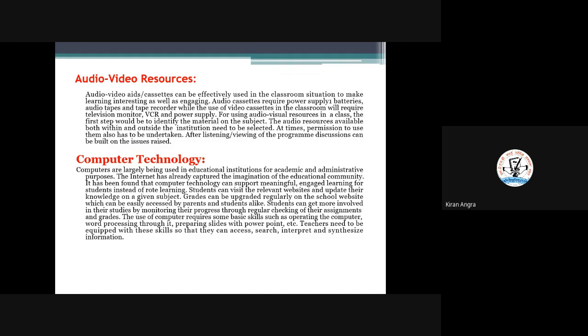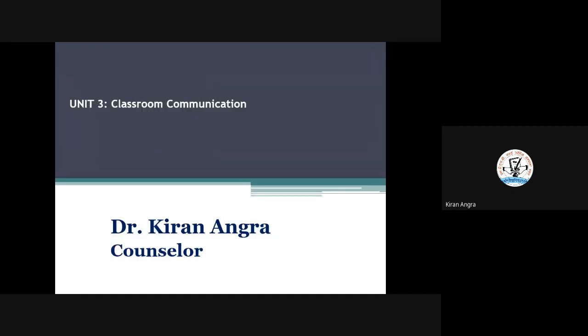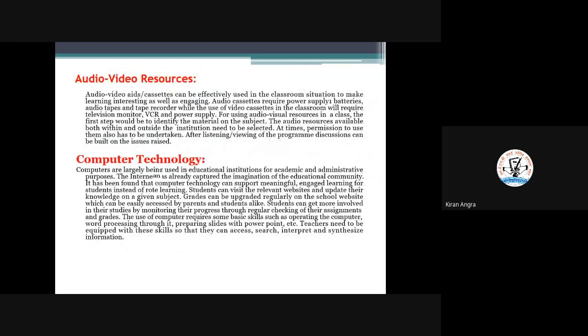I hope many of you may be teaching or may have experience of it, through various applications, like the well-known PowerPoint presentations. It helps to prepare the slides. Equipped with the skills, the teacher can easily deliver her lecture to the students, and they can access, search, interpret, and synthesize information. This way, it helps in the major benefits of teaching and learning. I hope it is clear. These are the basic technologies, just an overview of technologies which are being used in the classroom.